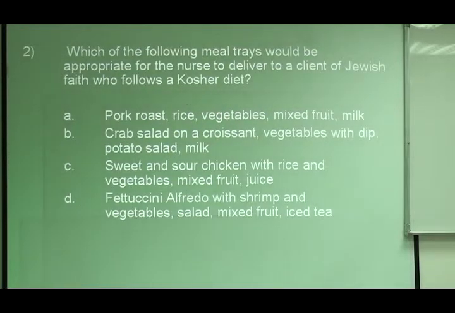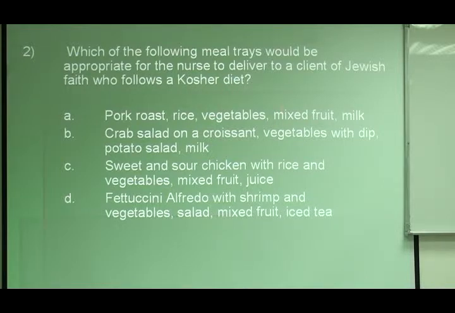Next, which of the following meal trays would be appropriate for the nurse to deliver to a client? So remember the keyword: Jewish patient, kosher diet. Answer. C. D. C. Why? You don't know the reason, you just guess. There should be a reason why you choose this one.